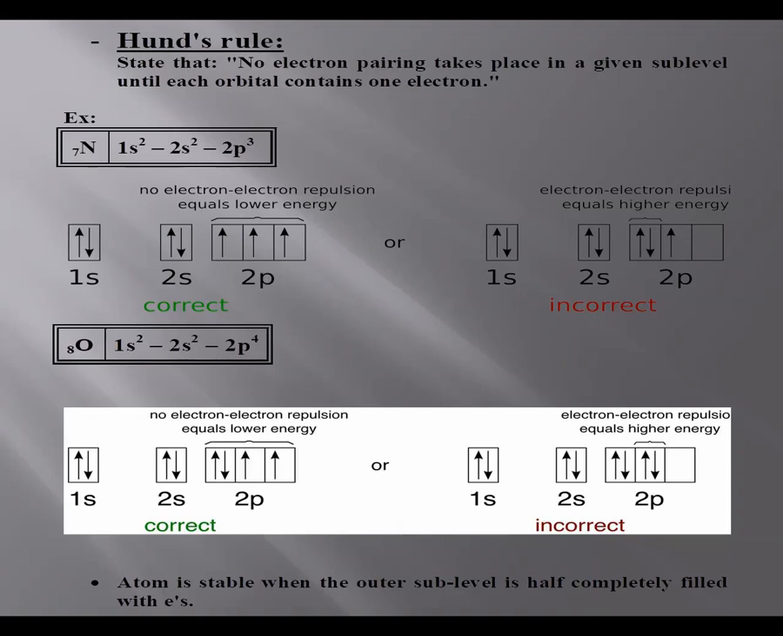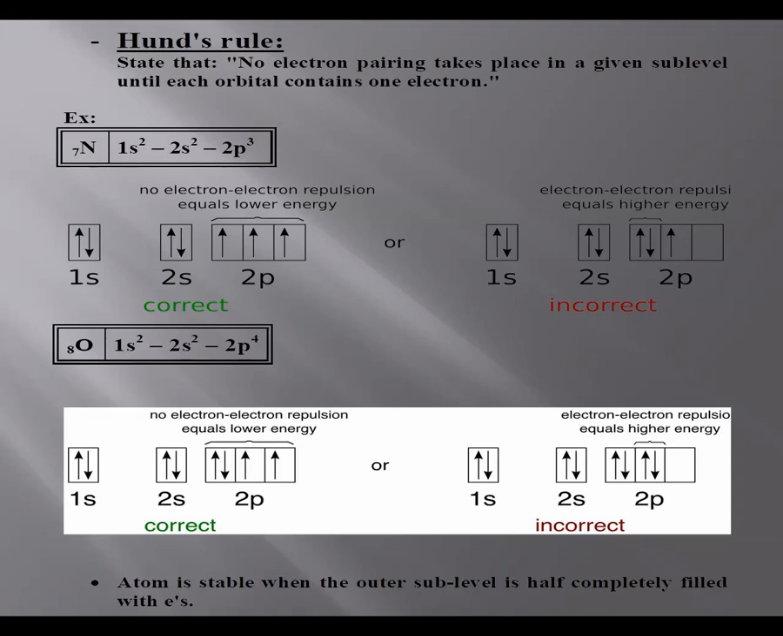The second rule is Hund's rule, which states that no electron pairing takes place in a given sublevel until each orbital contains 1 electron. So there is no coupling between electrons in the same orbital. For example, for the electronic configuration of nitrogen, the one on the left is correct. Why? Because in 2p we have 3 single electrons, and the 3 are spinning in the same direction. But the configuration on the right is wrong, because in the 2p sublevel we have 2 electrons in the same orbital and an empty orbital, and this is wrong according to Hund's rule.